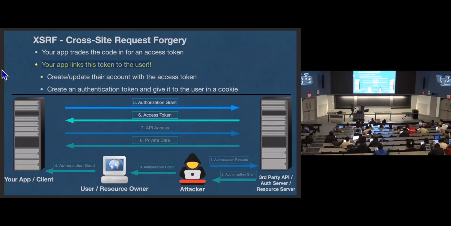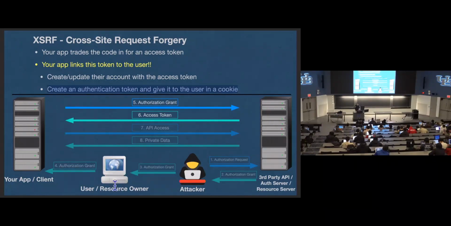So I'm going to link this access token to the user who sent me the authorization grant. Because who else would I assign it to? Why would I do anything else, right? Why would the app do anything else? We're either going to create an account, update an account, or whatever, and then we're going to give an authentication token as a cookie to this person.